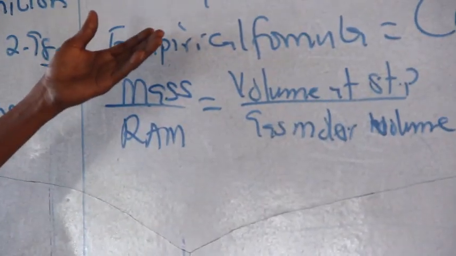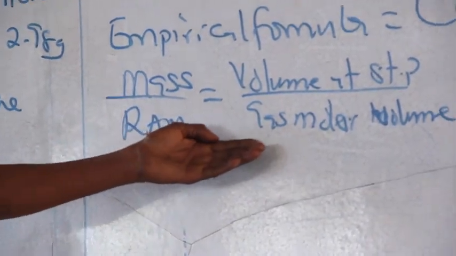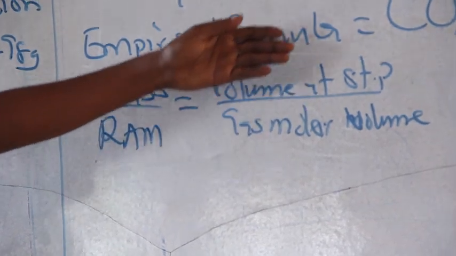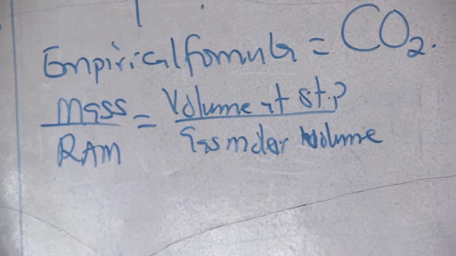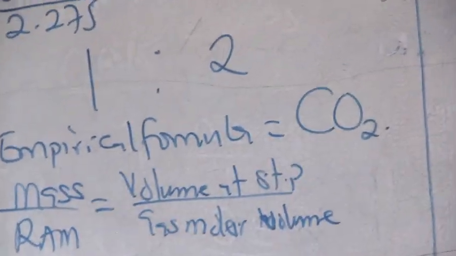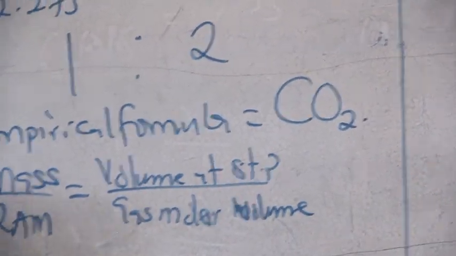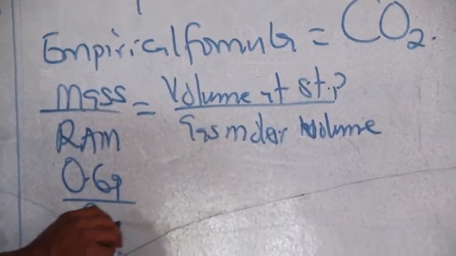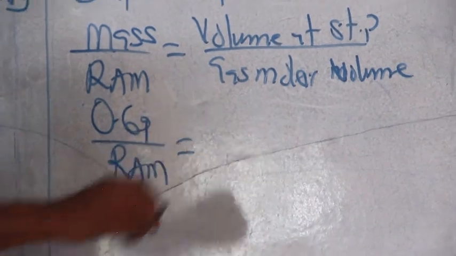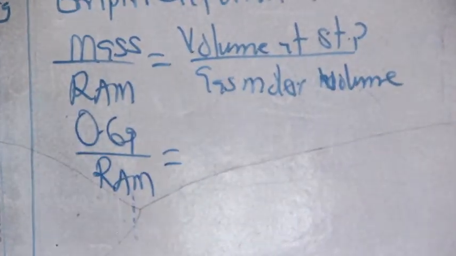So this will help us to calculate the relative molecular mass of the compound. Mass of the compound over the relative molecular mass is equal to the volume at STP over the gas molar volume. The mass of the gas is given. What is the mass? We have 0.69. We are looking for the relative molecular mass. What is the volume of the gas at STP?